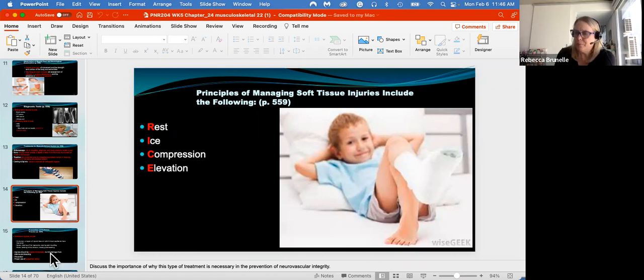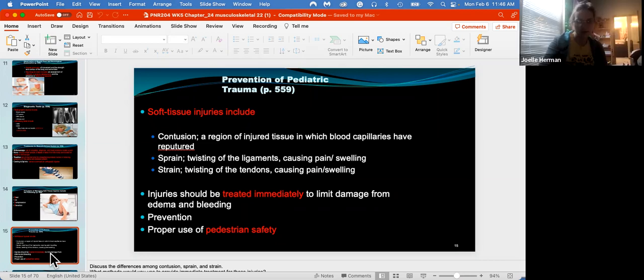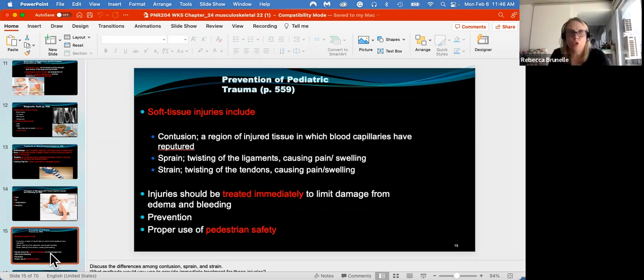And then we talk about soft tissue injuries. So this is going to be injury to the tissue that surrounds the bone, but without a fracture. A contusion is just blood capillaries that have broken, so you'll see some bruising there. A sprain is twisting of ligaments, and a strain is twisting of tendons. So who can tell me the difference between a ligament and a tendon? A ligament is bone to bone and a tendon is muscle to bone. So you need to know that.